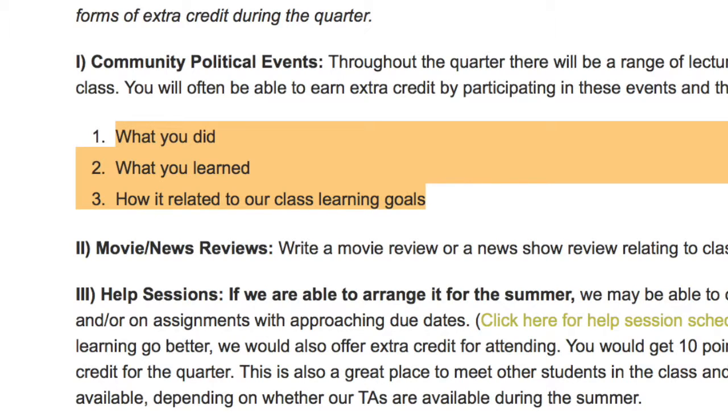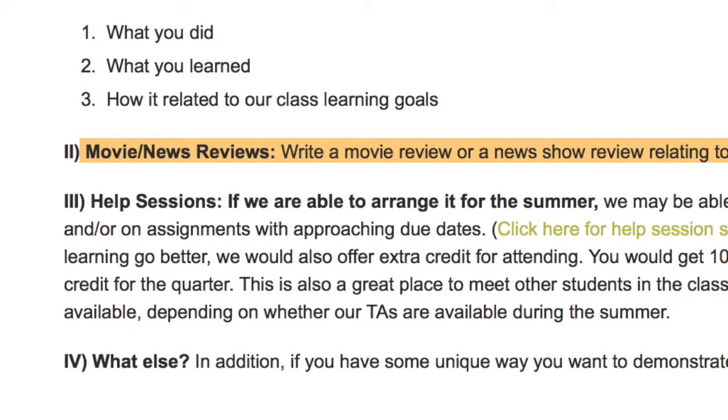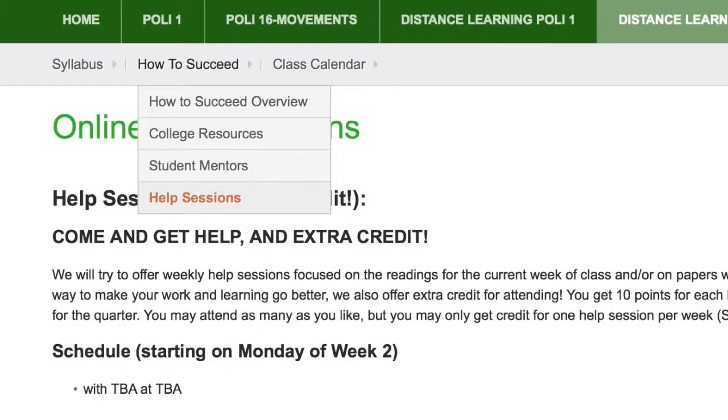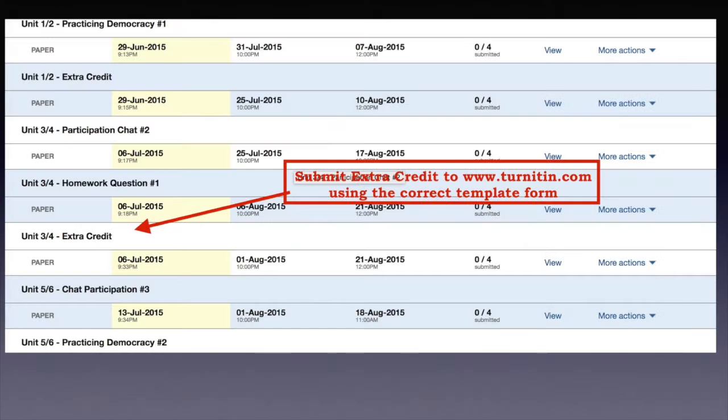Typically, you would go participate, write a short one-page essay: what you did, what you learned, how it relates to the class learning goals. There's some movie reviews that you can do. If we set up an online help session, we will announce it and it will be listed on the help session page. And then by participating in this 1 hour online help session, you would then fill out the extra credit cover sheet or template and submit that to the folder on Turnitin.com.